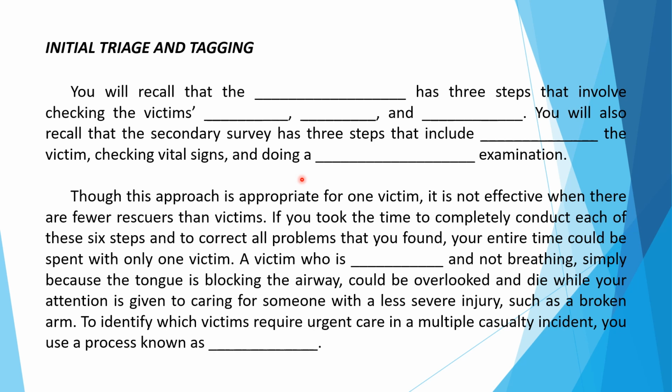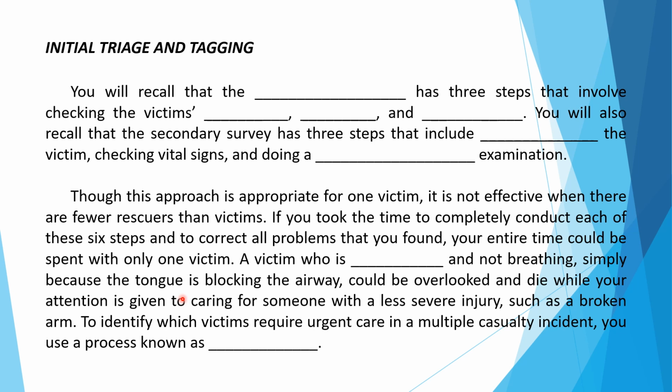So this approach is appropriate for one victim. It is not effective when there are fewer rescuers than victims. If you took the time to conduct each of these 6 steps and to correct all problems that you find, your entire time could be spent with only one victim. A victim who is unconscious and not breathing simply because the tongue is blocking the airway could be overlooked and die while your attention is given to caring for someone with a less severe injury, such as a broken arm.